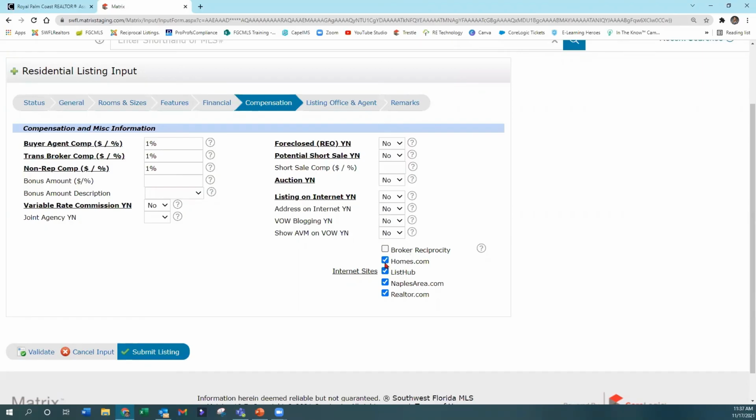Do you want the listing to be on homes.com, ListHub? You just kind of have to check with your brokers. ListHub is the syndication hub. This is where the listings go and then get syndicated out to all of these hundreds of third-party search sites that you see out there on the internet. So ListHub is the source for that syndication. So do you want the listing to be syndicated through ListHub?